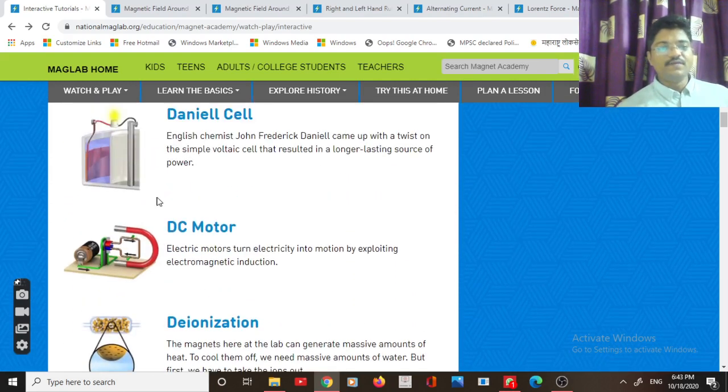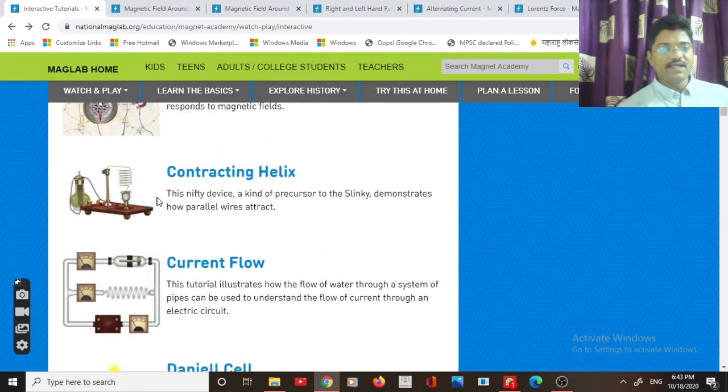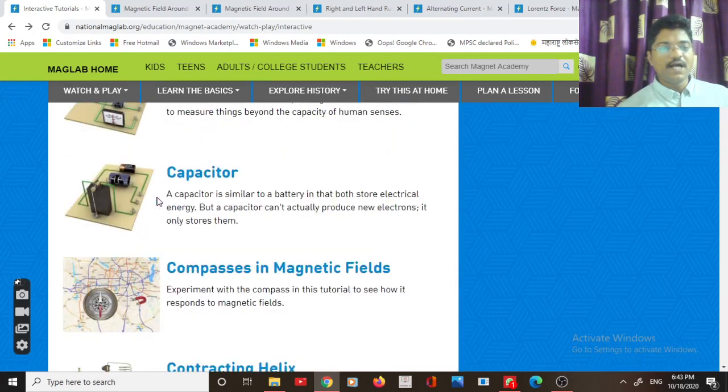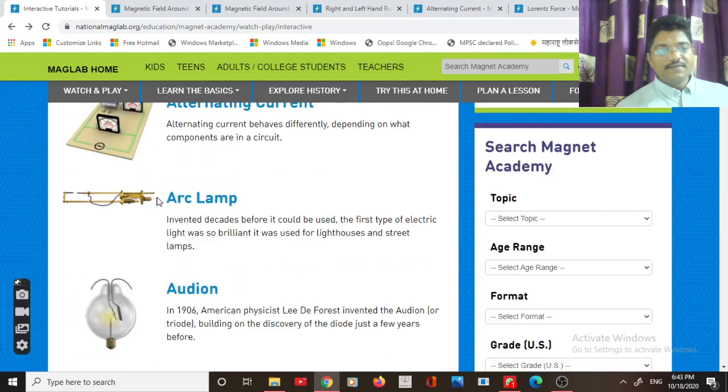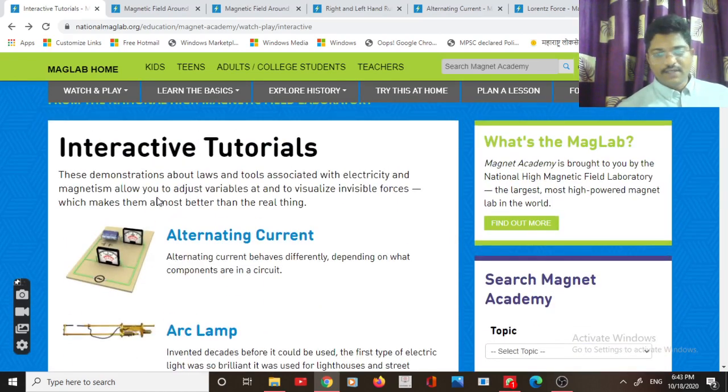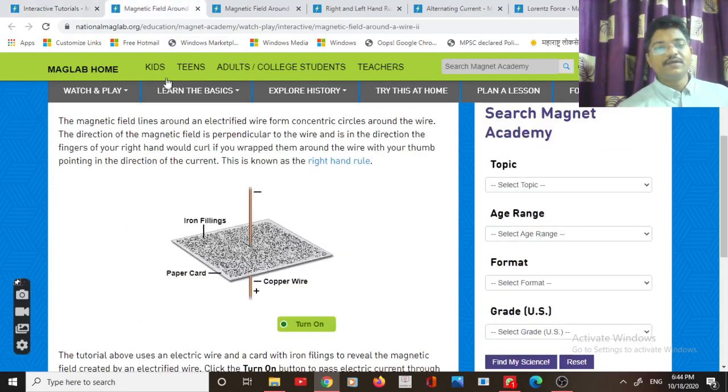For example, DC motor, that is part of our syllabus, the current flow, compass, capacitor and others. This part is not part of our syllabus, so you can look through, but just focus on the syllabus content, alternating current, like this stuff. So we are going to start with the magnetic effect of electric current.